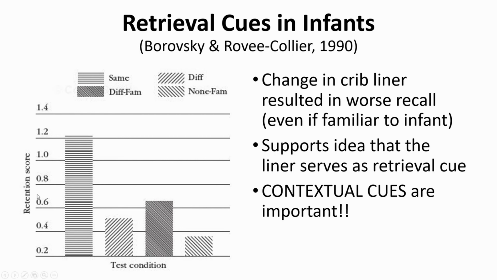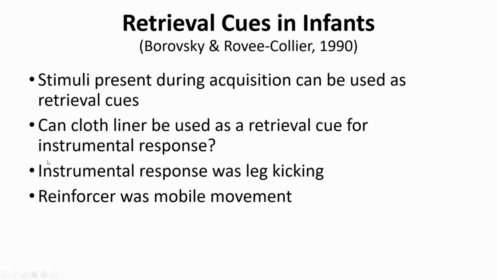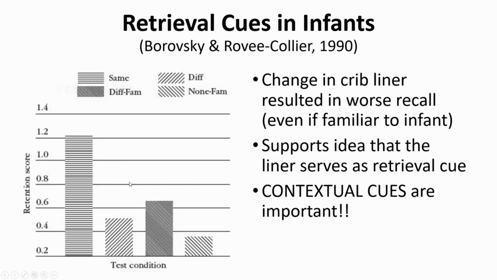And so we have our retention score, which is just how much kicking they are showing. A higher score here means that they are kicking more, which means that they are remembering that instrumental response as being reinforced with mobile movement. The infants who were trained in an environment with one kind of cloth liner and tested in the same environment with the same kind of cloth liner, if it had the same pattern on it, showed a lot more kicking.